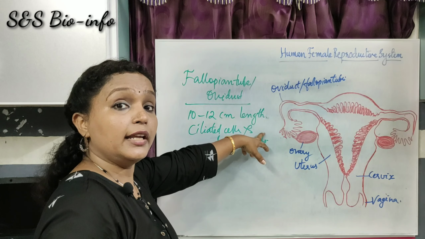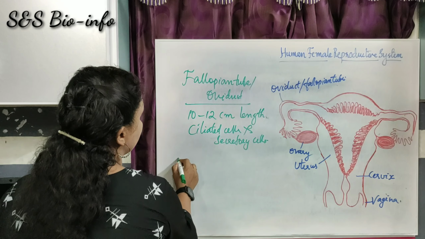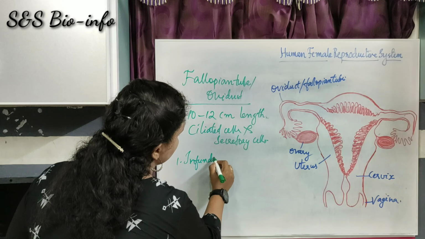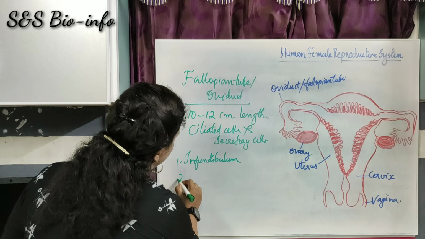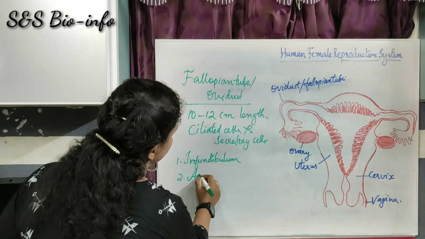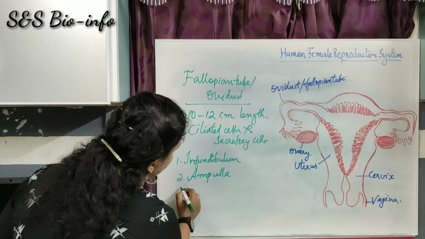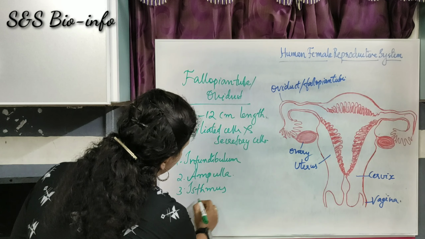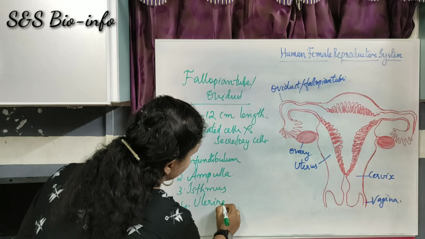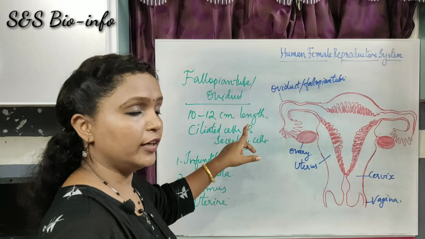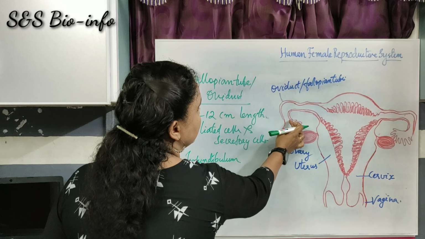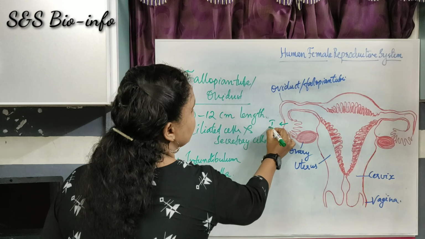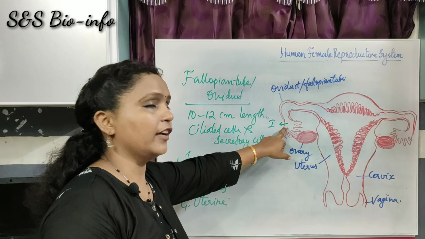The oviduct has mainly 4 parts. The first is the infundibulum, the second one ampulla, third one isthmus, and fourth one uterine. These are the 4 parts of the oviduct. Then look at the diagram. The first part is a funnel shaped part that is called infundibulum.